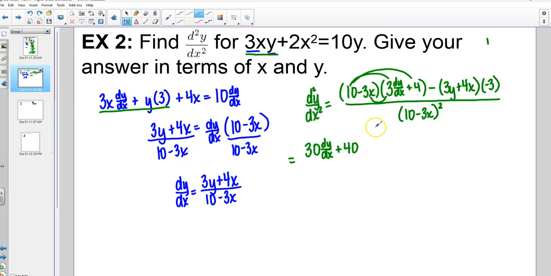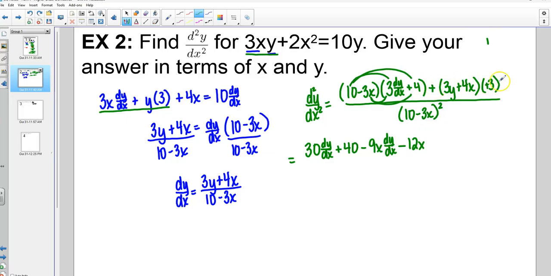Then we'll get minus 9x dy dx. There's two dy dx's. Plus 12x. Gosh. Okay, that's the first part. It is minus, thank you. You guys can see how this can fall apart so quickly. All right, I'm going to do this right here for that second piece. I've got a minus here and a -3.